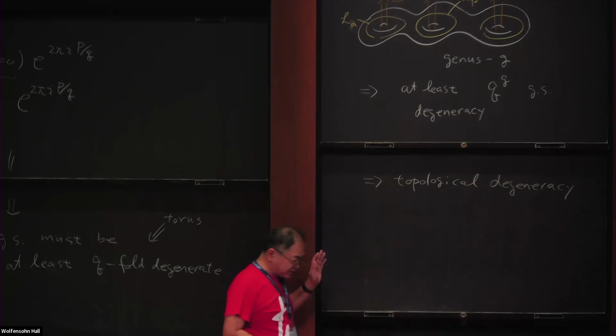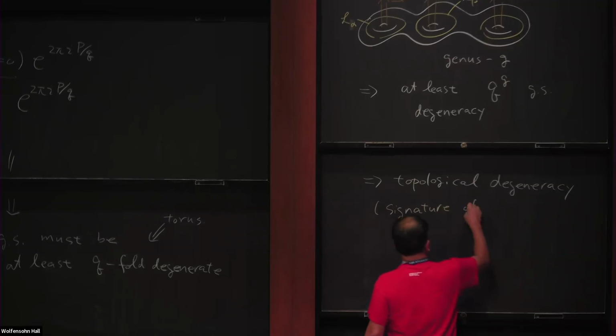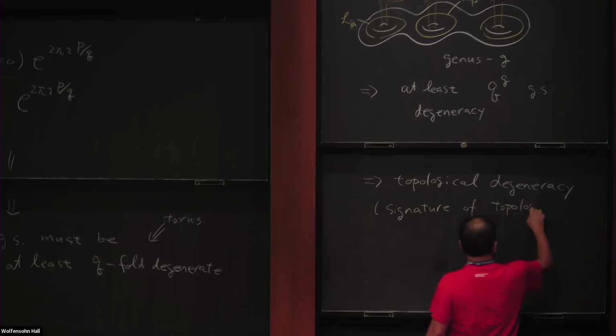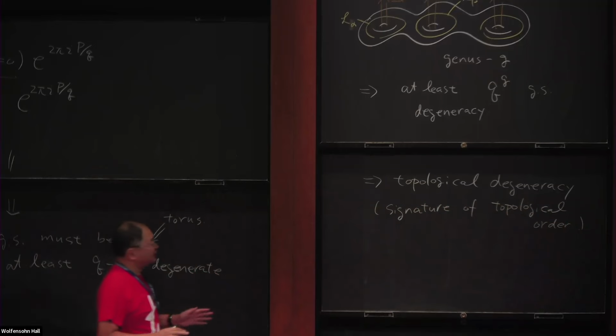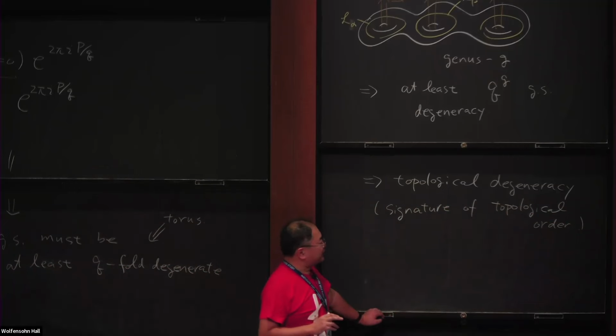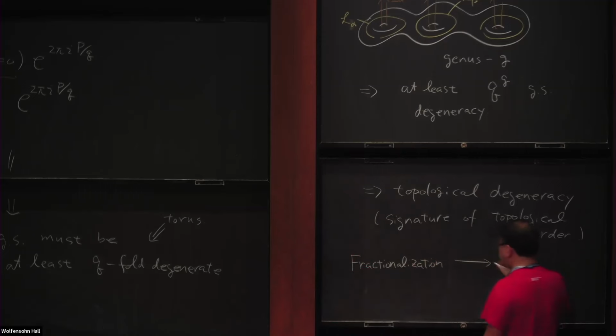This topological degeneracy is regarded as a signature of so-called topological order. So that means that once you assume the fractionalization in this sense, then you must have a topological degeneracy, which indicates that the system has topological order. So the conclusion is that if there is a fractionalization, then there must be a topological order.